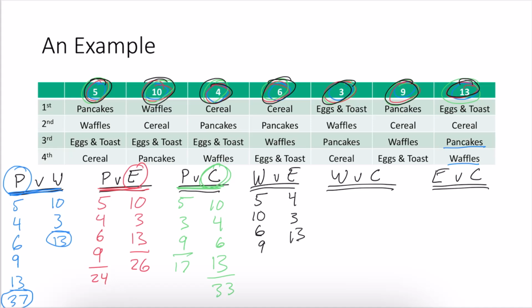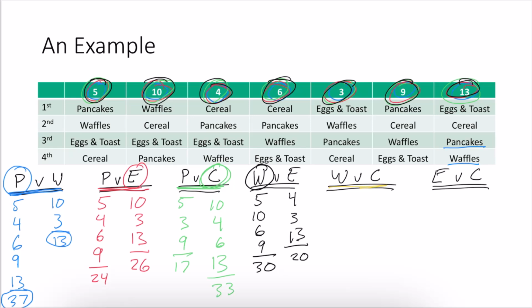And when I add those numbers up, 4 plus 3 plus 13 is going to give me 20. And then 5 plus 10 plus 6 plus 9 is going to be 30, I think. So that will be 30, which means that waffles will be the winner of that pair.